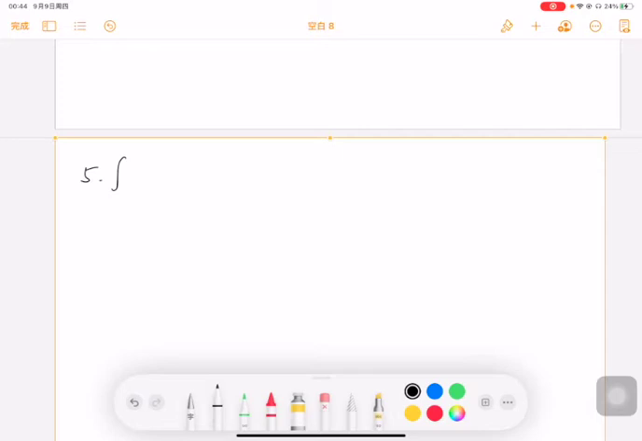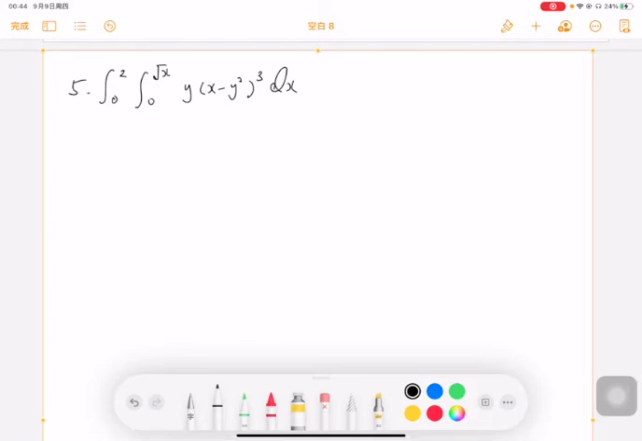Okay, the integral is 0 to 2 and then 0 to square root of x, and then y times x minus y squared cubed dy dx. And change the order of integration. To change the order of integration, you first need to graph the region R, and the region R is the region formed by the limits of integration. So part 1, changing order of integration.